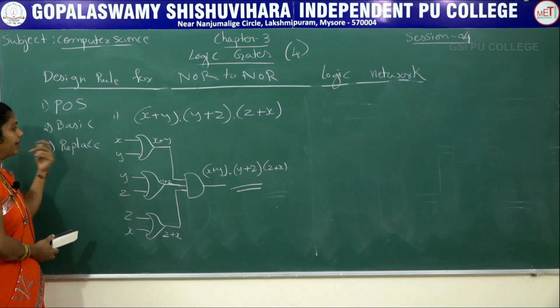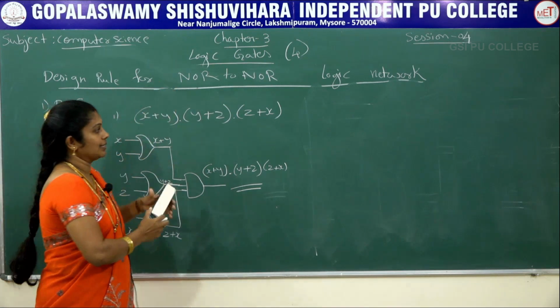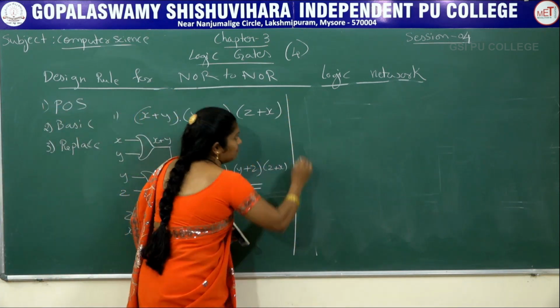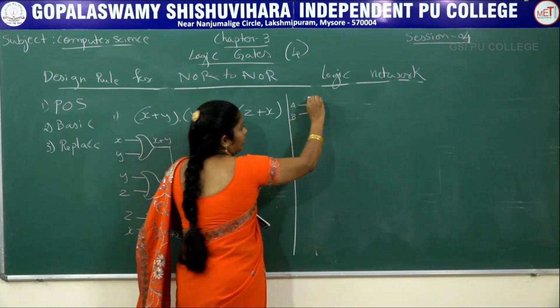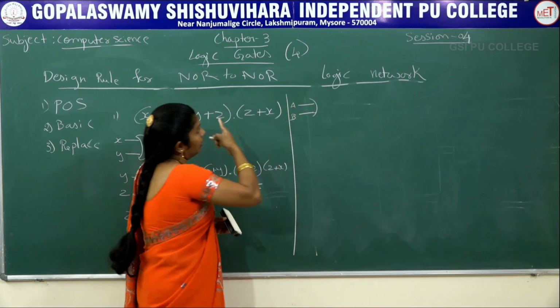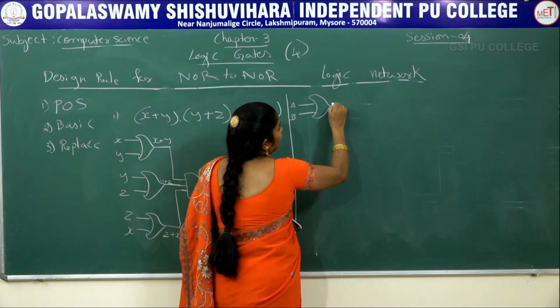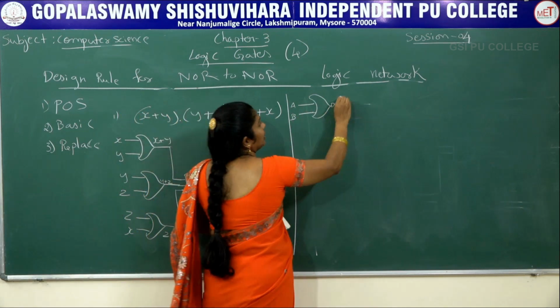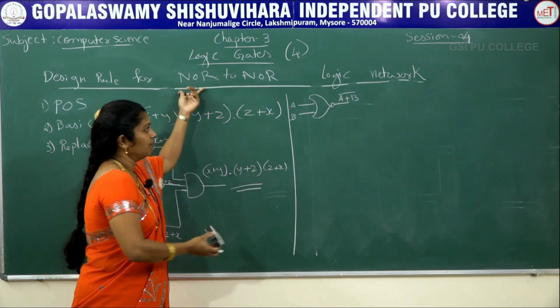What's the third step? Replace all the basic gates by using the NOR symbol. For NOR, which symbol are we using? Compulsorily, a minimum of 2 inputs are required. Here the NOR symbol means the reverse C shape, but at the end you have to put one circle and then a line. What is the output? A plus B whole bar. This is the output for the NOR symbol.